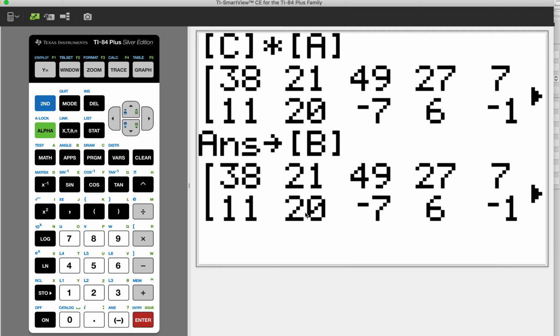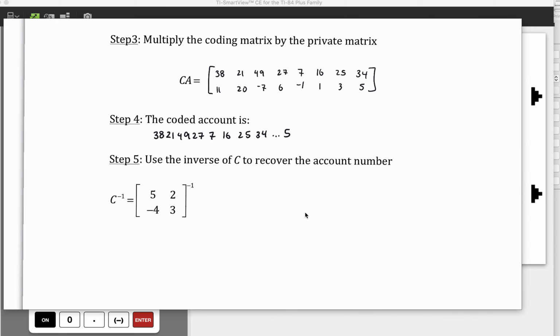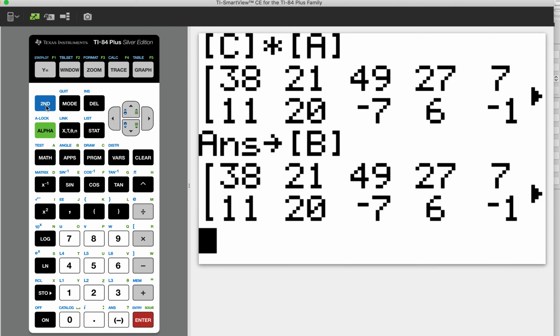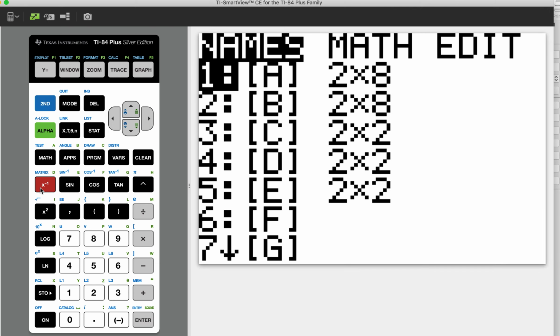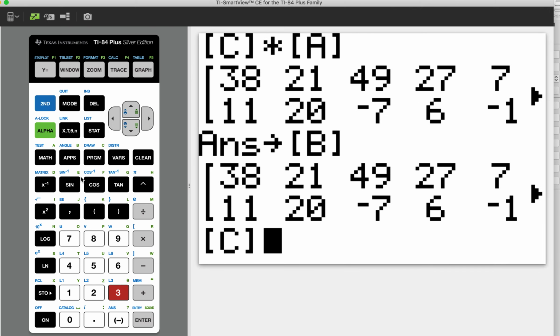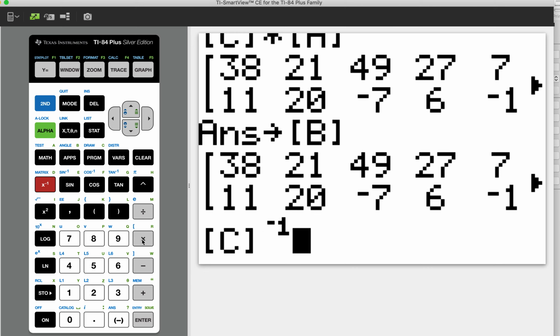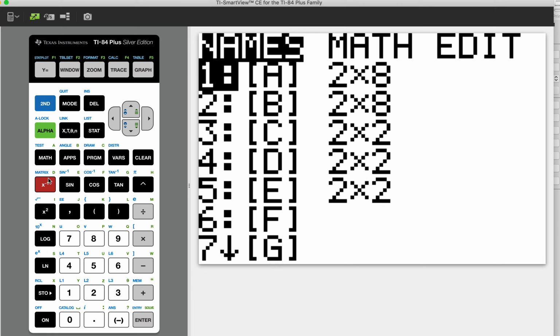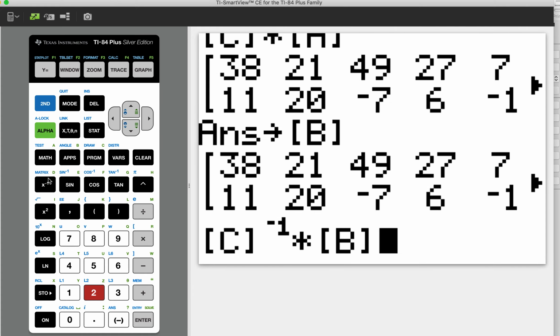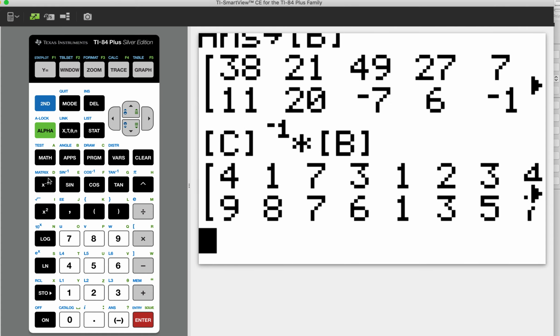So how do we undo it? Well, to undo this, we have to do C to the -1 times B. Now, I don't even need to know what the inverse of C is, because all I have to do is call that up. So let me call up the matrix C, do the inverse, and multiply that by the matrix B. When you hit enter, you get 4, 1, 7, 3, 1, 2, 3, 4. Boom, exactly as we expected.